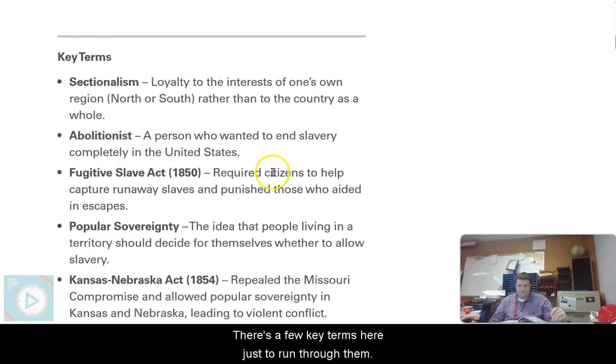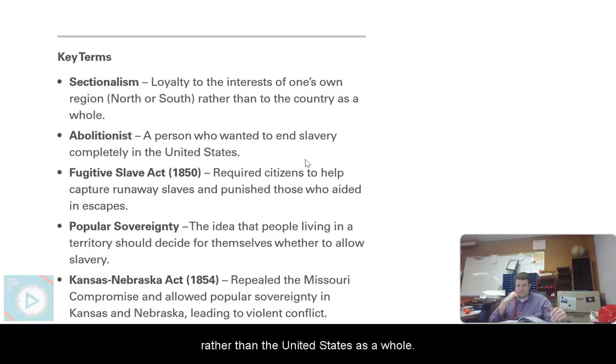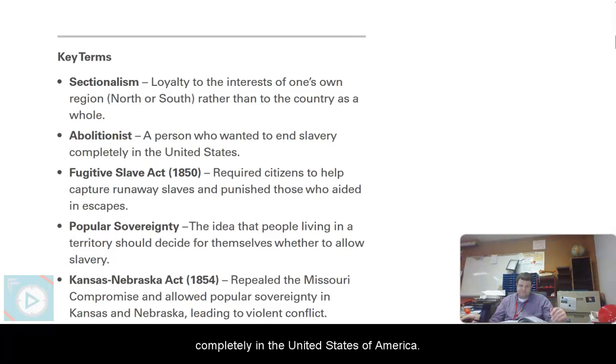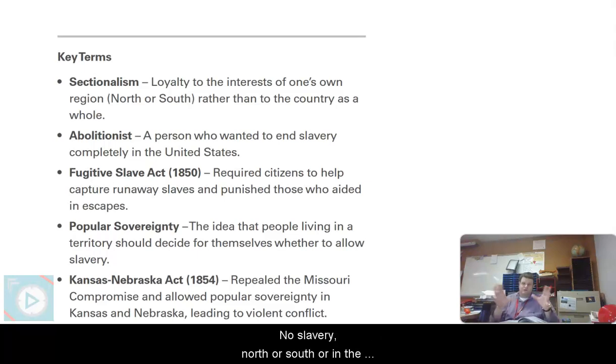There's a few key terms here, just to run through them. One of the big ones that we're going to see is sectionalism, which is loyalty to interests of one's own regions, those being the North and the South, the major ones, rather than the United States as a whole. An abolitionist is a person who wants to end slavery completely in the United States of America. No slavery north or south or in the territories.